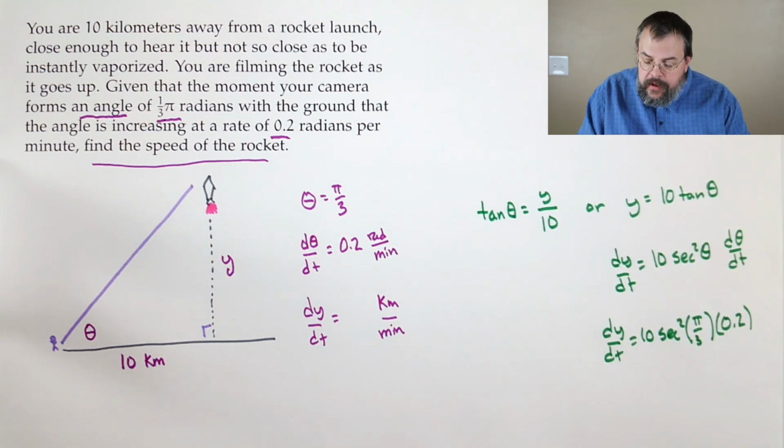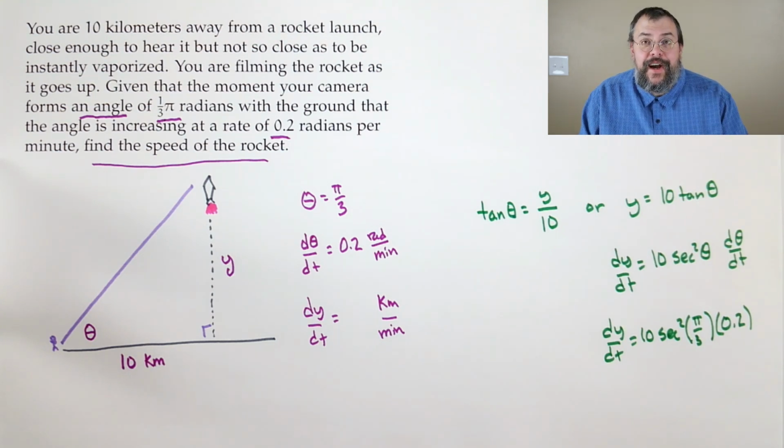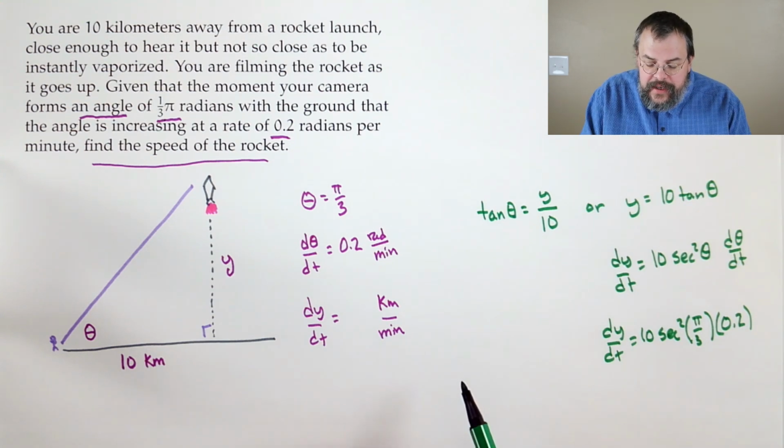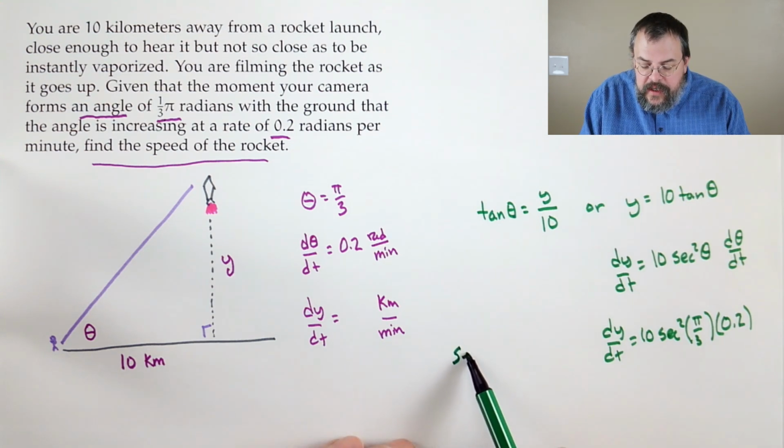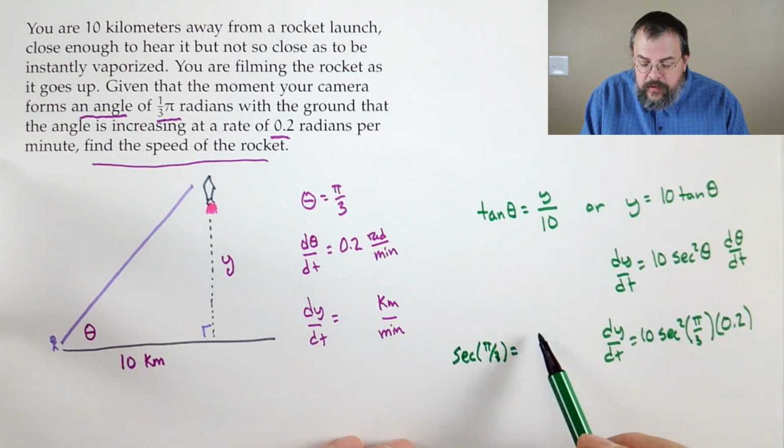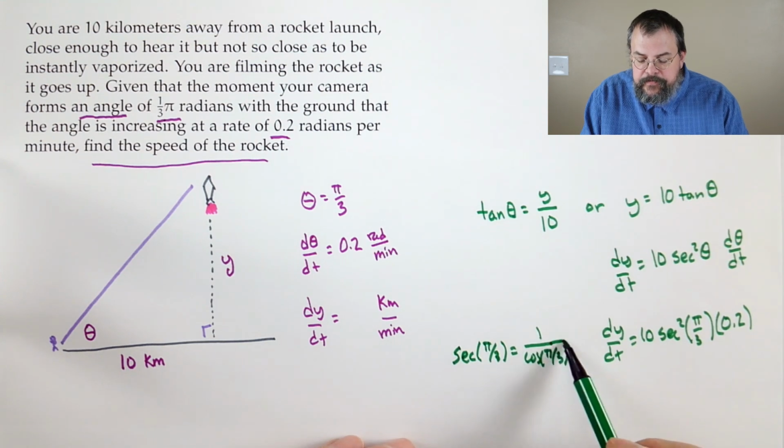Okay, well, let's think about this. Do we know what secant of pi over 3 is? I think we probably can figure it out. Now, secant is one of those things which most people are not comfortable with off the top of their head, but if you remember, secant is 1 over cosine. That can help. So this is 1 over cosine of pi over 3.